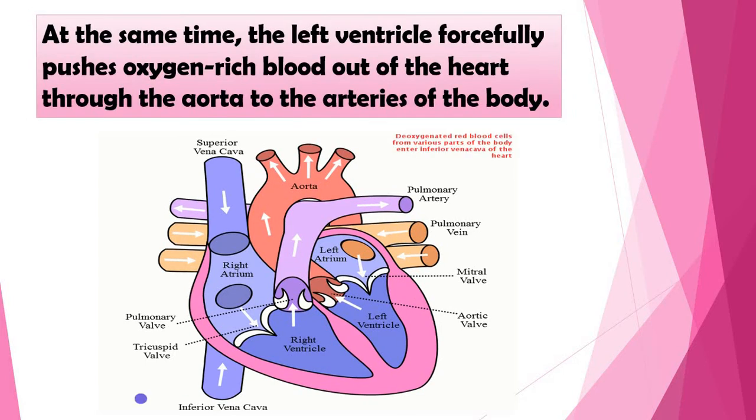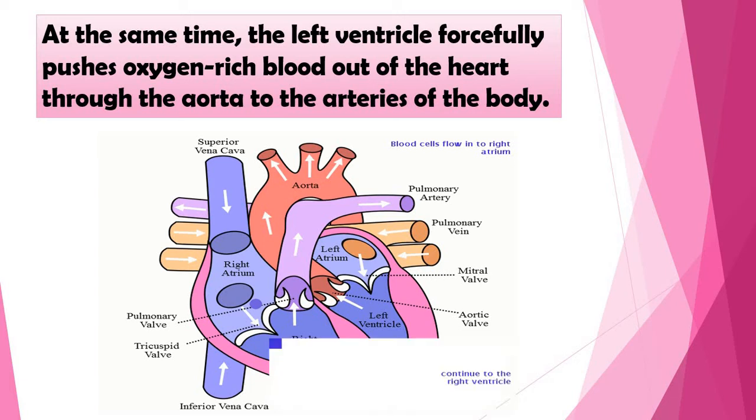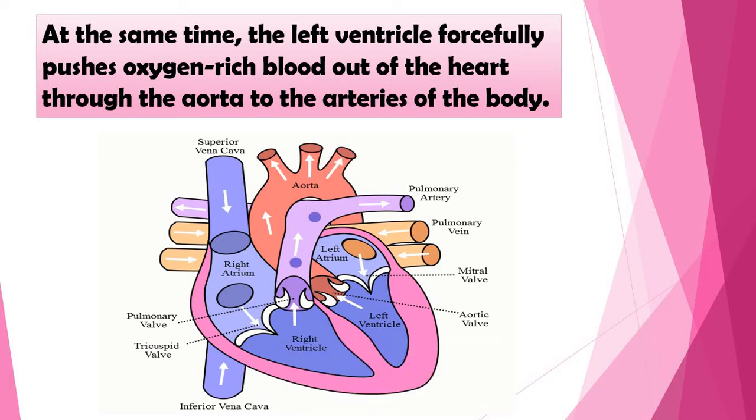At the same time, the left ventricle, this is the left ventricle, contracts to push the oxygen-rich blood outside the heart to be distributed to all the body parts through the aorta, and from the aorta, which is the biggest artery, to the other arteries of the body.